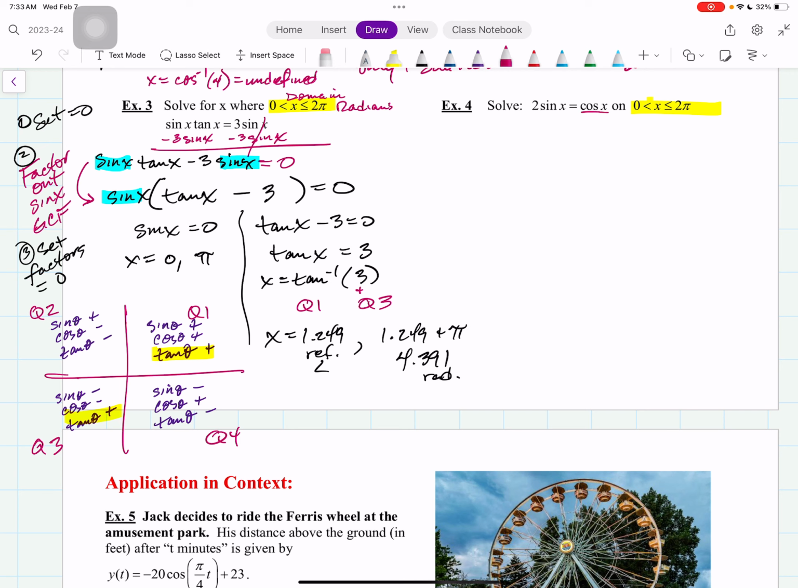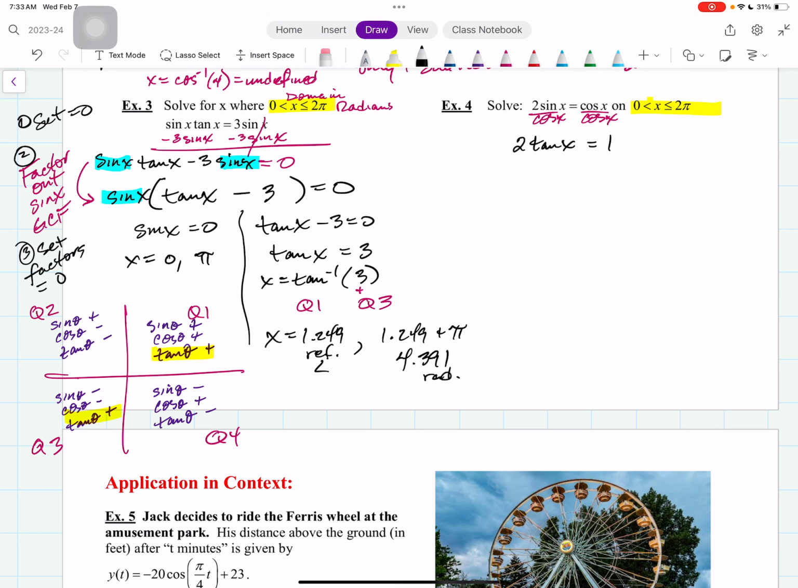Watch this. This is cool. So let's divide by cosine x. What happens if we do that? We create one function only. We get 2 tangent of x is equal to 1. Ooh, that's nice.